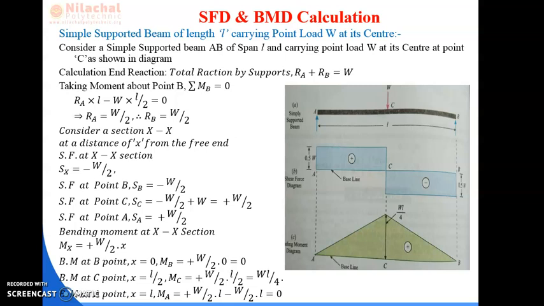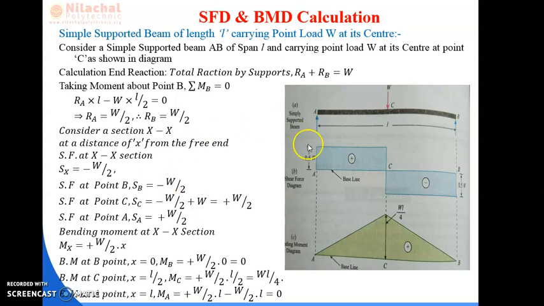We are continuing with the video lecture class of chapter number 4 of Strength of Material. Here in this video, we will continue with the calculation of shear force and bending moment diagram for a simply supported beam carrying a point load at its center.